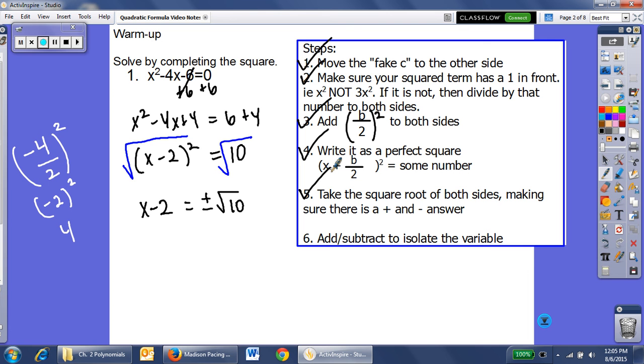Add or subtract to isolate the variable. So we'll add 2 to both sides. So our final answer is x equals 2 plus or minus the square root of 10.